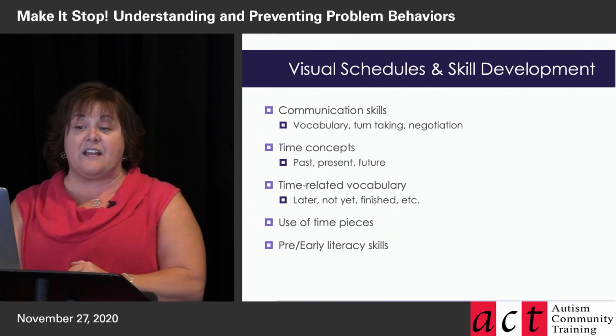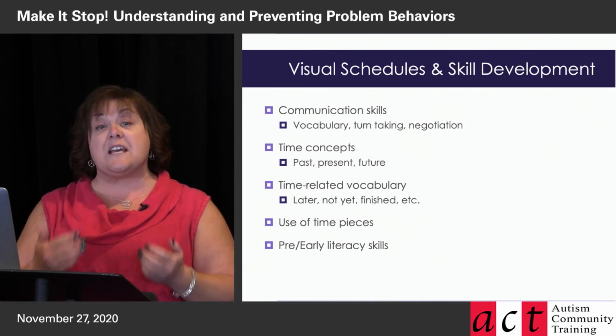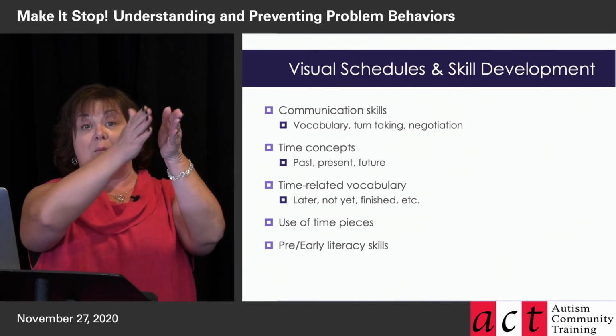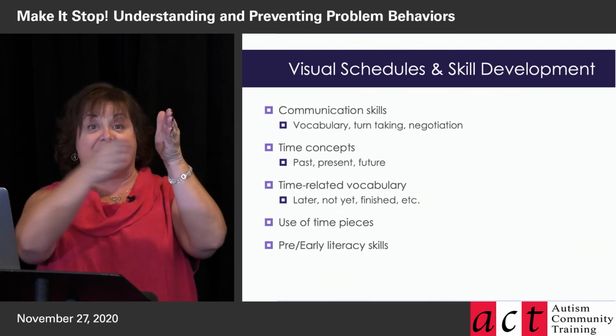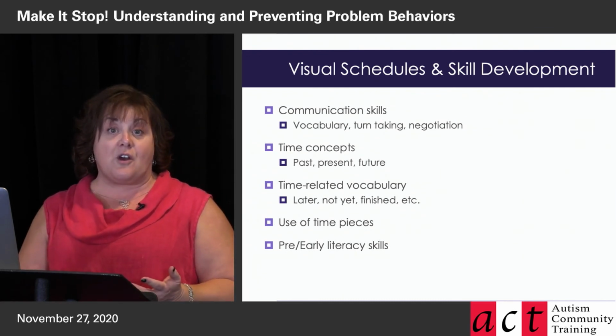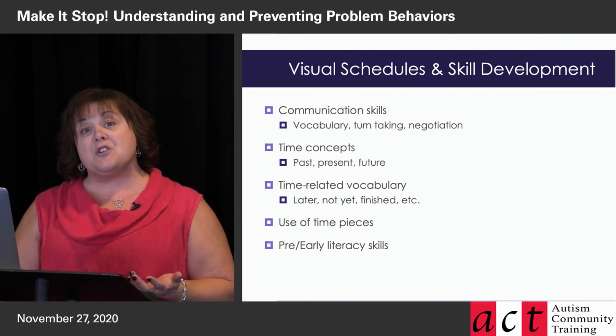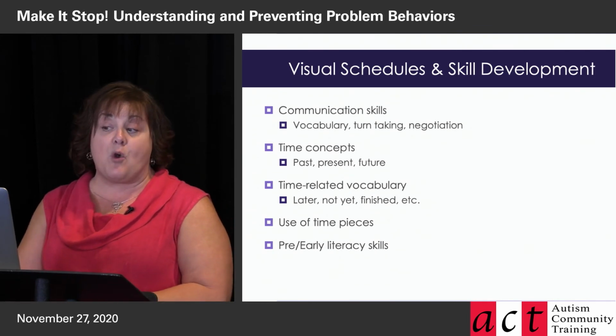And you can also work on pre or early literacy skills. If you set your schedule up to work from left to right, top to bottom, that's an early reading skill because that's the direction in which we read. Having text on all of your photos or all of your symbols starts to expose your child to sight words. So some of those things can also be really important.